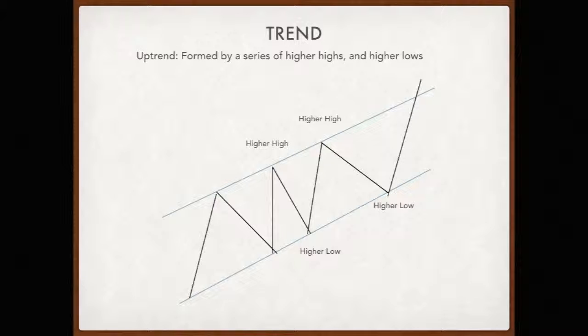As you can see here, an uptrend. An uptrend is formed by a series of what we call higher highs and higher lows. So as you can see here, guys, we have an uptrend. An uptrend is just formed by a series of higher highs and higher lows.